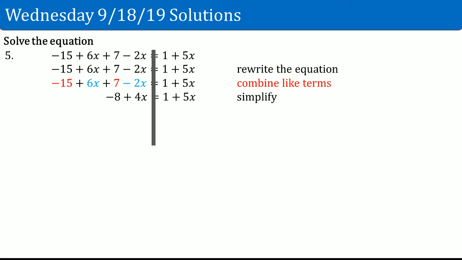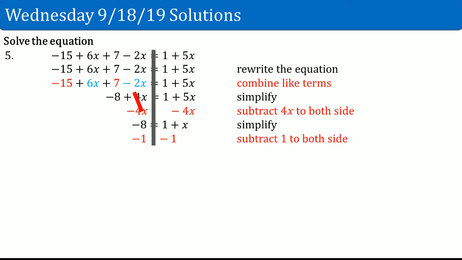Okay? What's smaller, 4x or 5x? The answer is 4x. So, how do you get rid of a 4x? Minus 4x. That should cancel out. Left-hand side, bring down the negative 8. On the right-hand side, it just becomes 1 plus x. The 5x minus 4x becomes x. Subtract 1 on both sides. That cancels out on the right-hand side, leaving you with an x. Negative 8 minus 1 just becomes negative 9 on my left-hand side. So you would say negative 9 equals x.